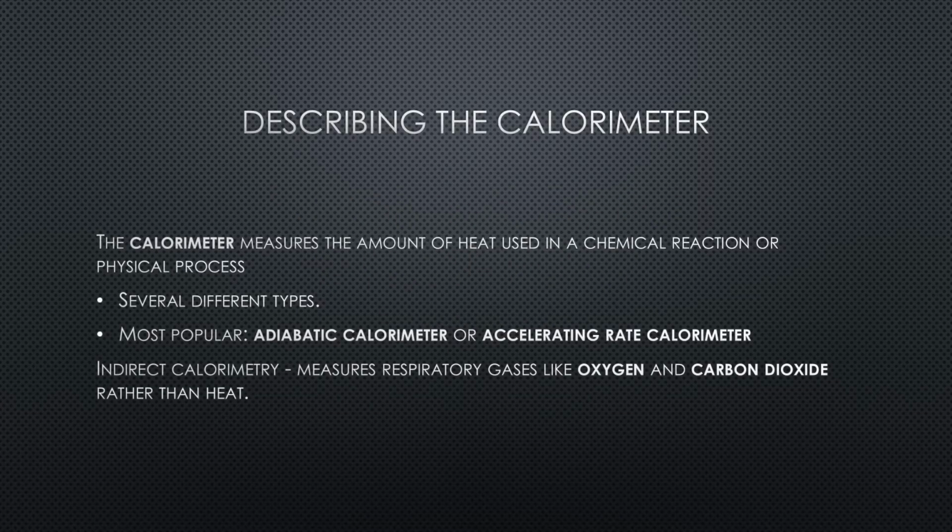The calorimeter measures the amount of heat used in a chemical reaction or physical process. Different types of calorimeters include adiabatic, differential scanning (DSC), sample preparation, isothermal titration, multiple mode, oxygen bomb, photocalorimeter, etc. The most popular calorimeter is the adiabatic calorimeter. It increases reaction rate when heat is generated by material, thus increasing the temperature.